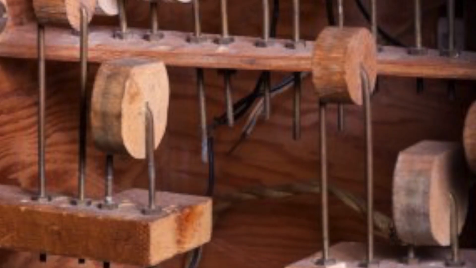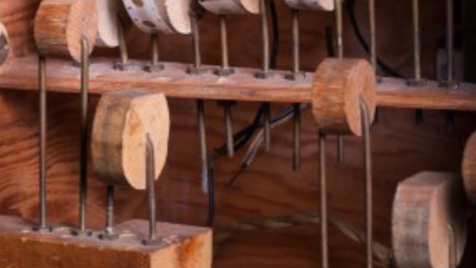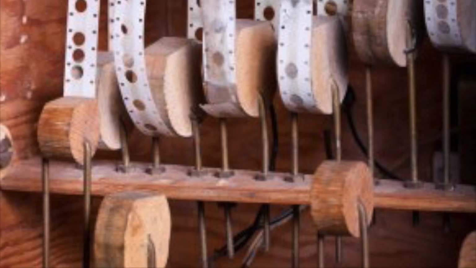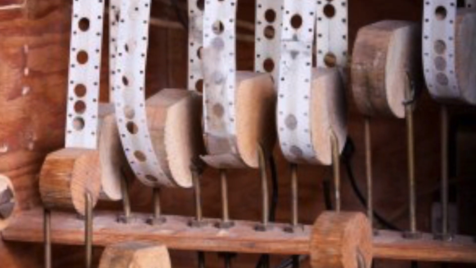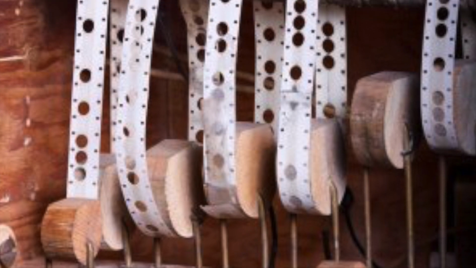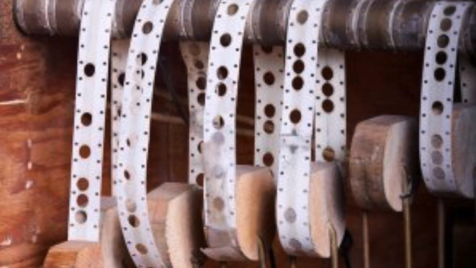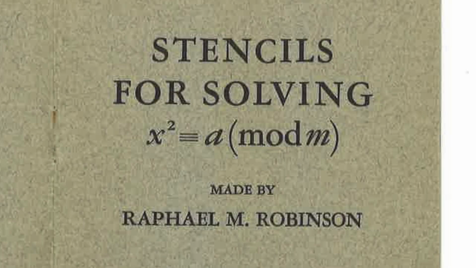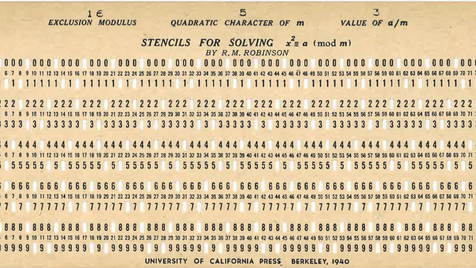Later on in the 1930s, Lehmer and his son adapted this idea into a physical machine. The stencils were converted into strips that turned on gears. And the gears were arranged so that you could turn a crank to perform the arithmetic that I was doing in those steps. The stencils were also adapted in 1940 by Raphael Robinson into a fancier kind of stencil system that he called stencils for solving x squared equals a mod m. But I'll leave that for another video.